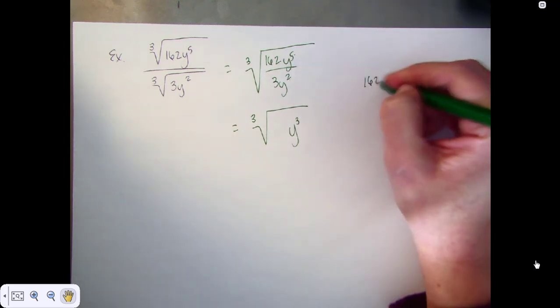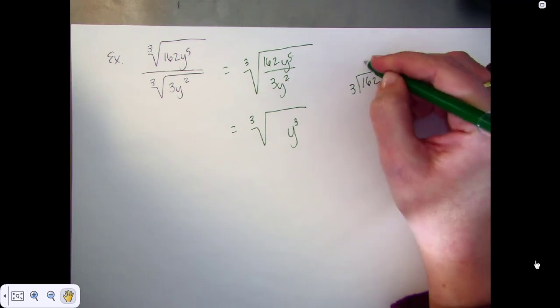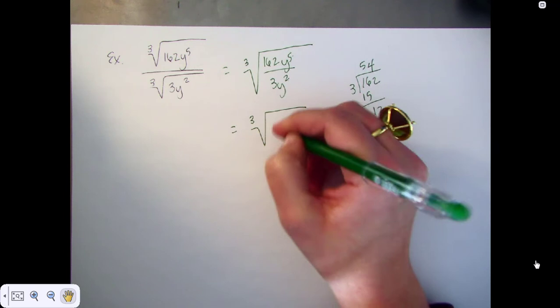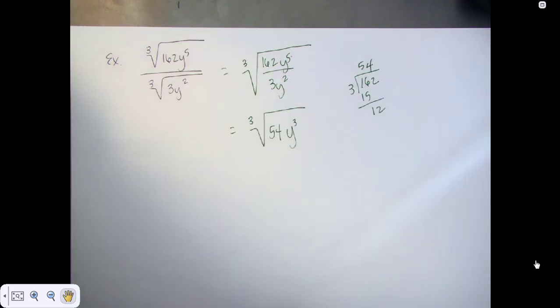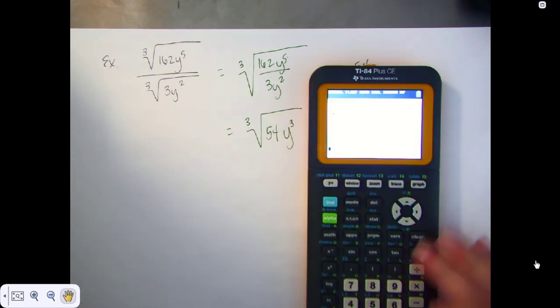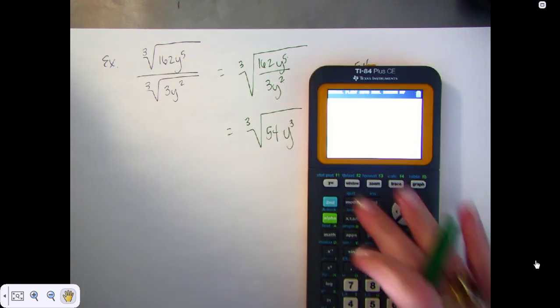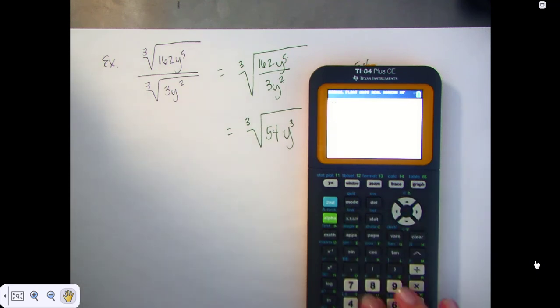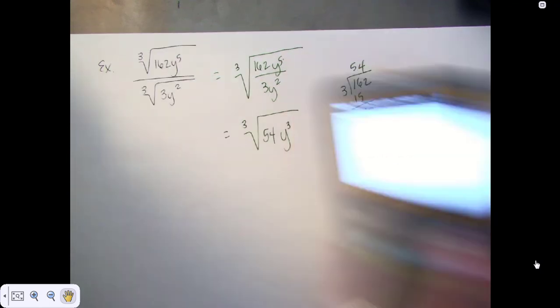But is 162 divisible by 3? I'm not sure. Oh yes, it is. We get 54. Is 54 a perfect cube? I don't know. Let's see. So I could do math, cube root 54. Nope, not a perfect cube. So I'm going to need to do some factoring.